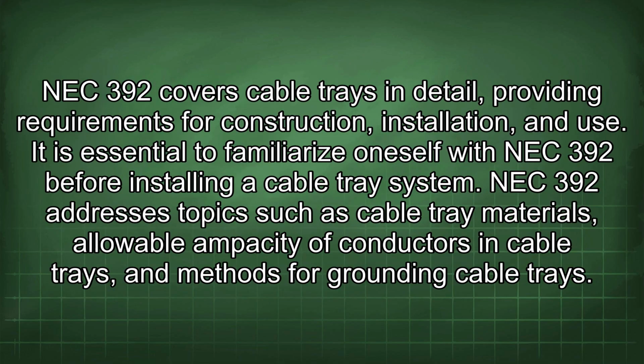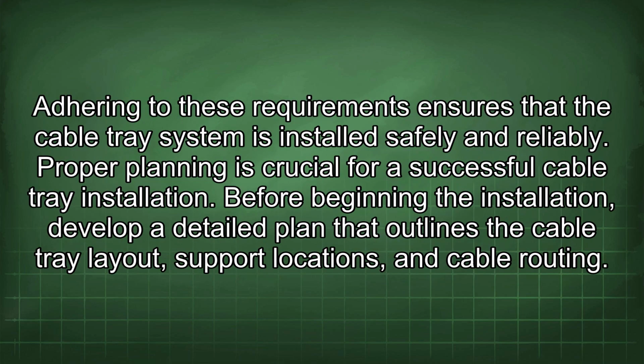The NEC provides comprehensive guidelines for cable tray installations, covering various aspects such as spacing, support, grounding, and conductor fill. NEC 392 covers cable trays in detail, providing requirements for construction, installation, and use. It is essential to familiarize oneself with NEC 392 before installing a cable tray system. NEC 392 addresses topics such as cable tray materials, allowable ampacity of conductors in cable trays, and methods for grounding cable trays. Adhering to these requirements ensures that the cable tray system is installed safely and reliably.